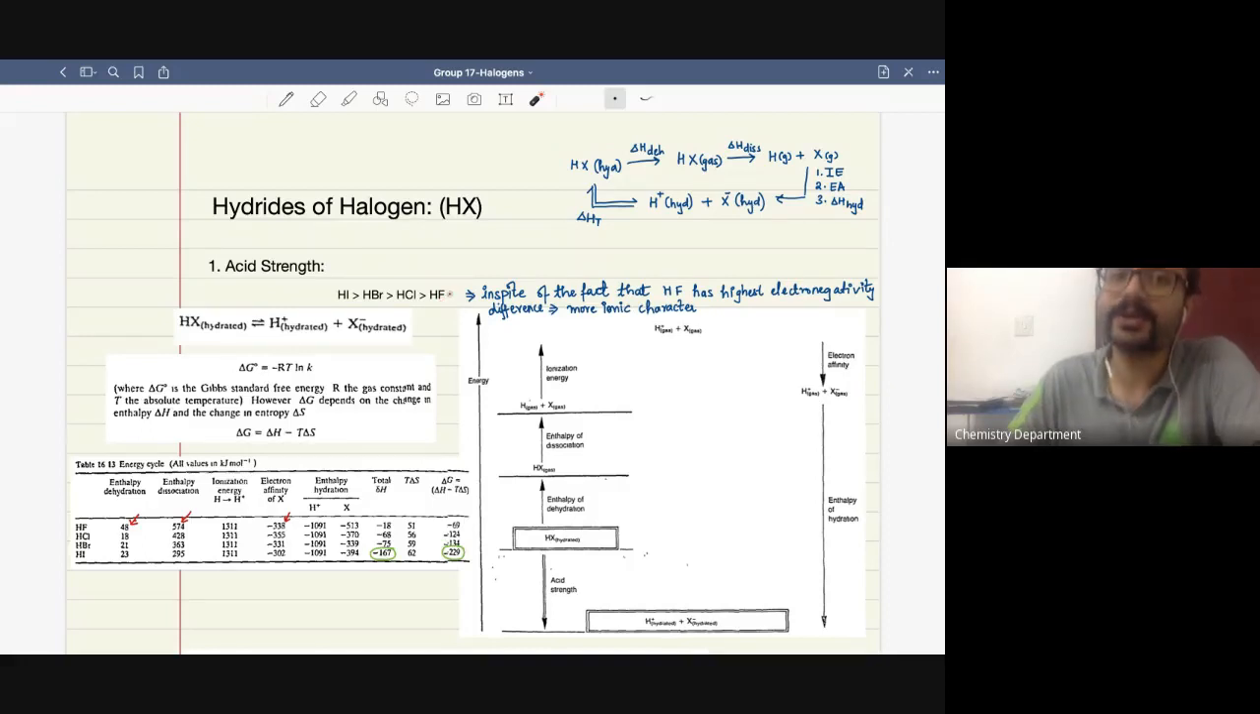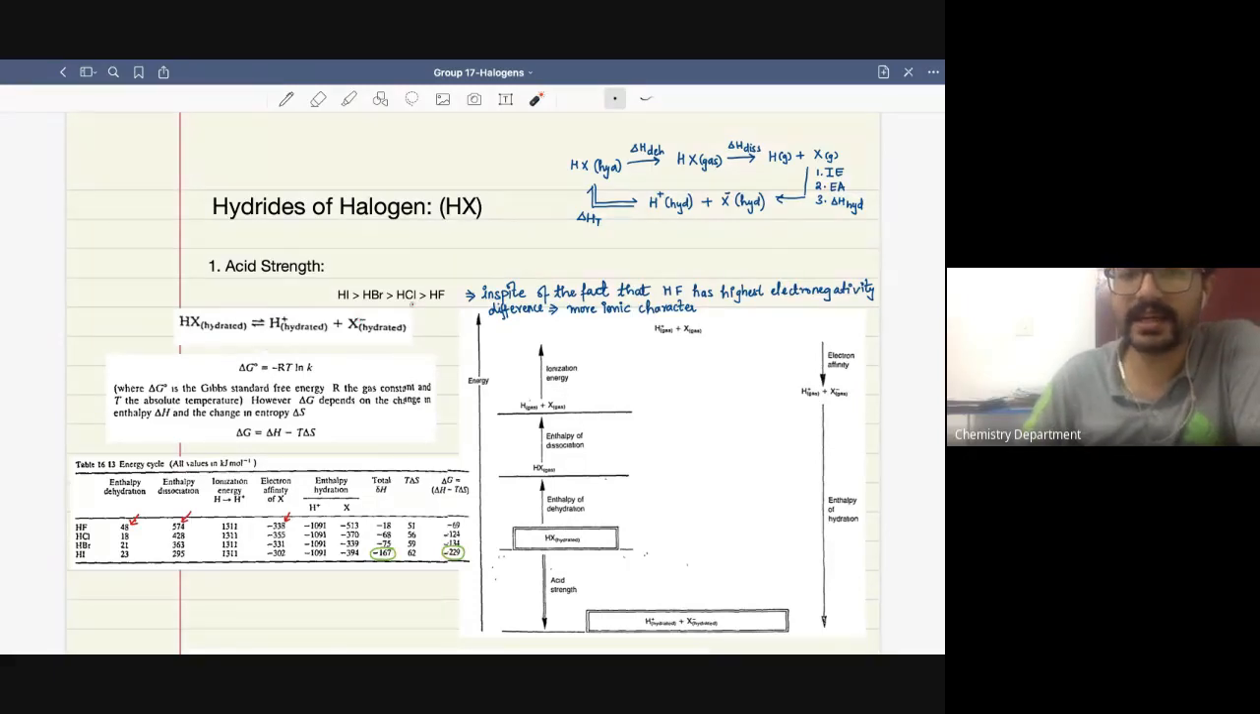So these favorable factors, the highly ionic nature and the high hydration energy of fluorine, should make HF highly acidic in comparison to HI, because in HI, I minus being larger in size has a lower hydration energy value. But still HI is more acidic than HF. Now, what is the reason for this? Again, we will use the Born-Haber cycle to explain it.